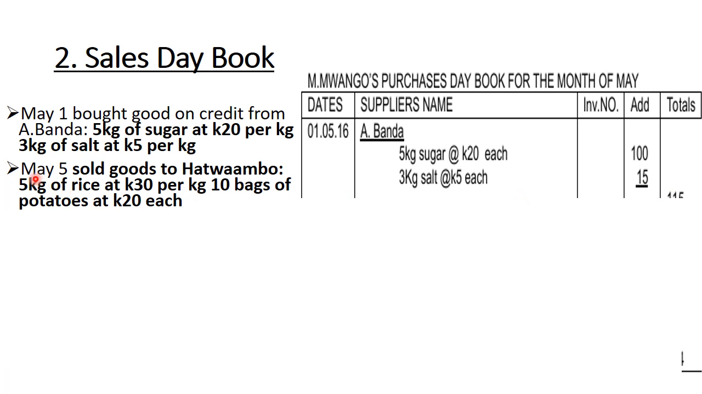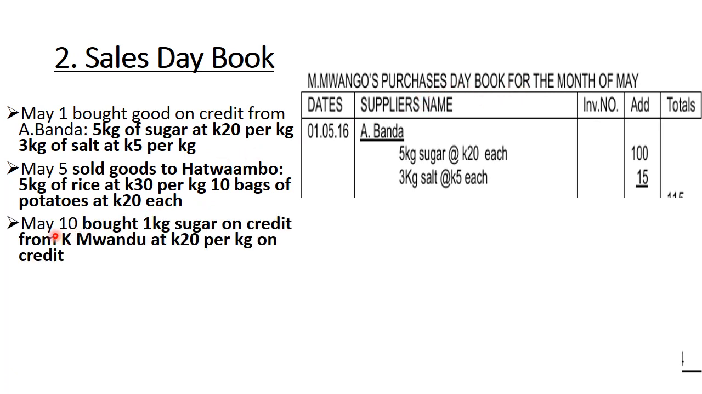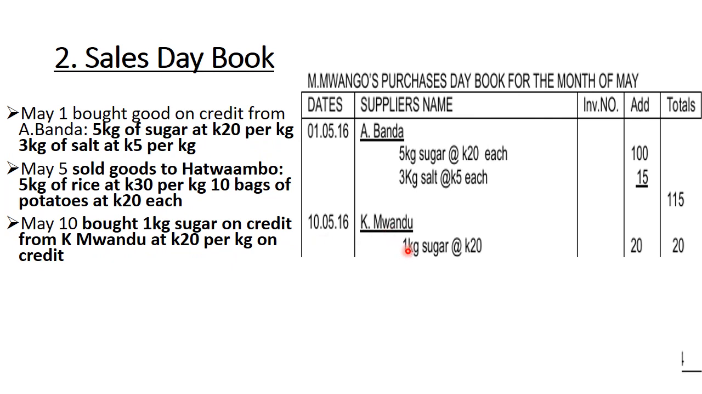The next transaction is May 5, sold goods, so sales are not recorded in the purchases daybook. Go to the next transaction. May 10, bought 1 kg of sugar on credit. Again, this should be in purchases. We bought 1 kg of sugar on credit from Mwando at 20 kwacha per kg. So 1 times 20 is 20, and the total we write here is 20.